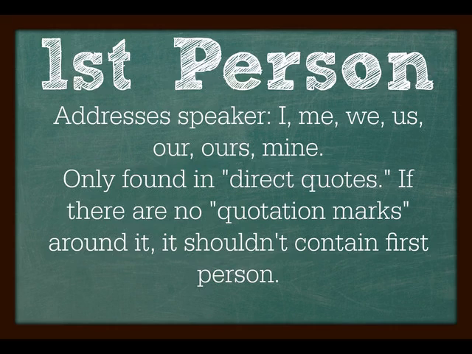First person sometimes appears in journalism writing. First person is when the speaker addresses themselves, like I, me, we, us, our, ours, mine, words like that. First person's only found in direct quotes. If there are no quotation marks around it, there should not be any first person. So direct quotes, first person. No quotation marks, no first person.